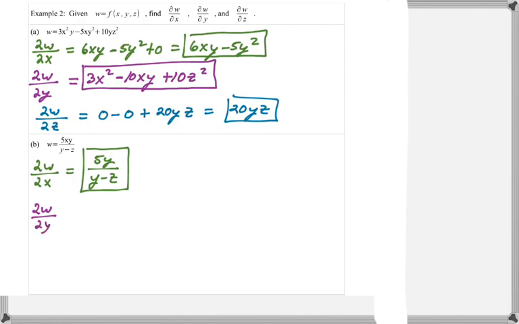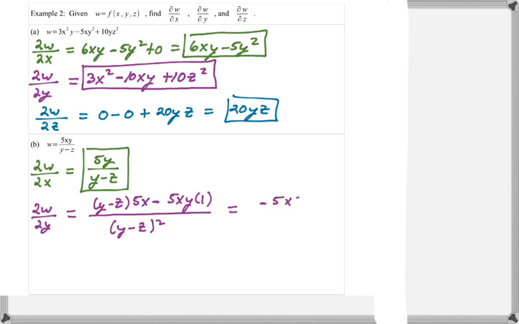If we take the partial derivative with respect to y, you have the variable y in the numerator and denominator, so we're going to have to use the quotient rule. So it's going to be the low function, y minus z, and the derivative of the top with respect to y would be 5x, minus the top function, which is 5xy, and then times the derivative of the denominator with respect to y, so the y will become 1, and the derivative of z with respect to y is going to be 0, and all over the denominator squared. So you're going to have 5xy minus 5xy, so those are going to cancel, and you're going to be left with a negative 5xz, and then divided by y minus z squared.